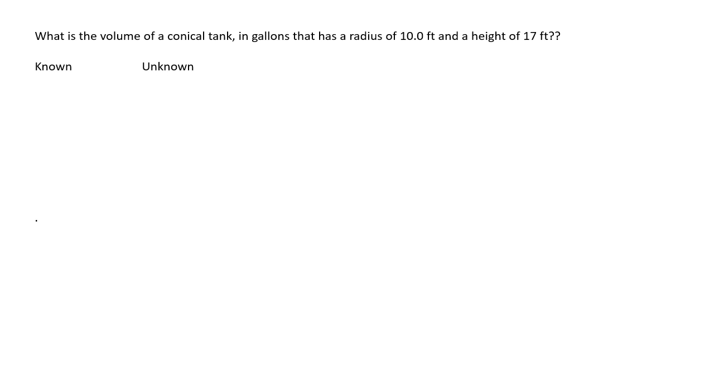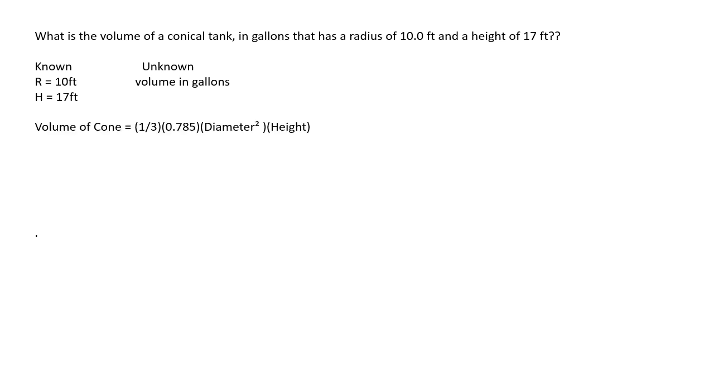Always pull your knowns and unknowns out so you can keep track of them easily. What you know is the radius is 10 feet, the height is 17 feet, and you're looking for the volume in gallons, which tells you you're going to need a volume formula. The volume of a cone is 1/3 times 0.785 times the diameter squared times the height.